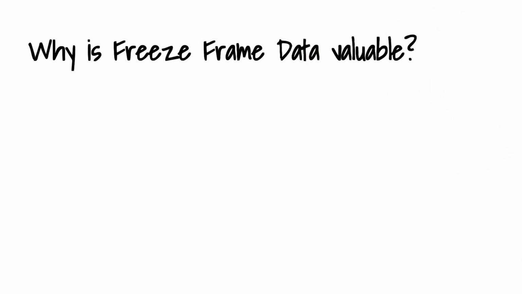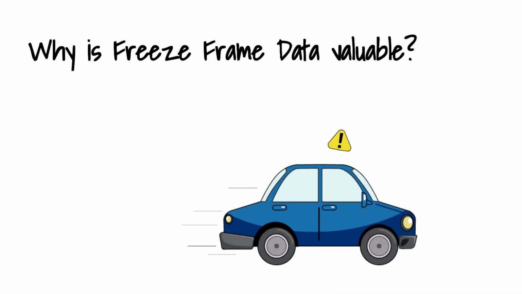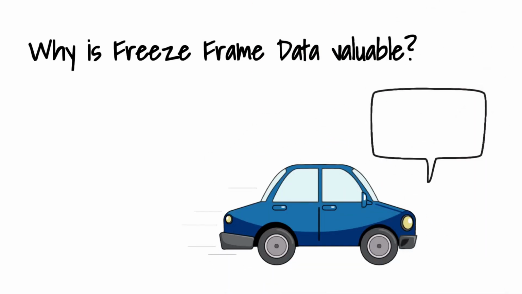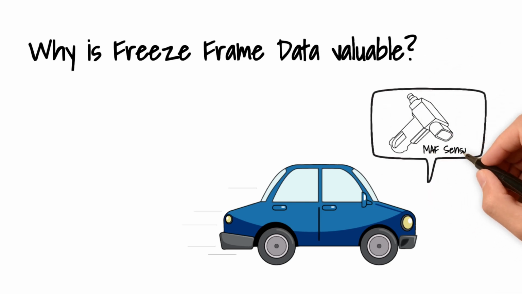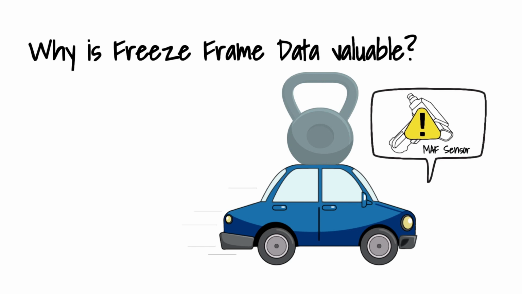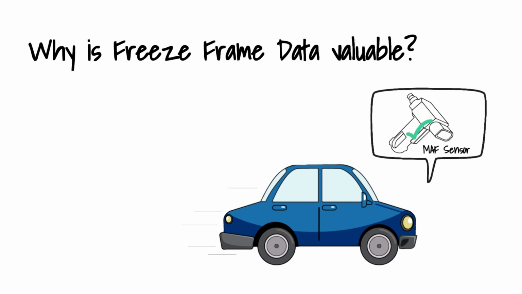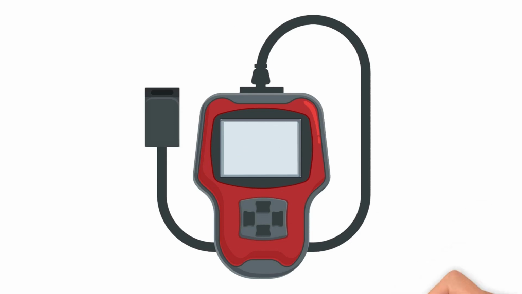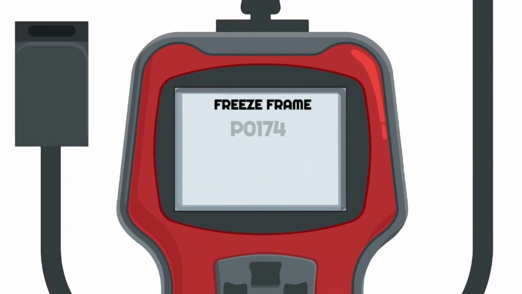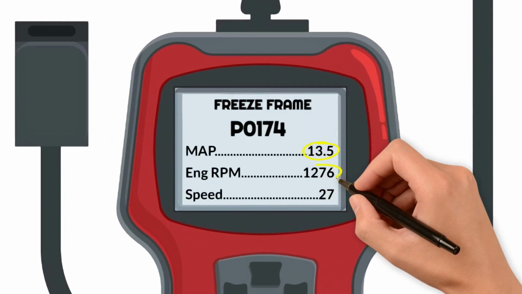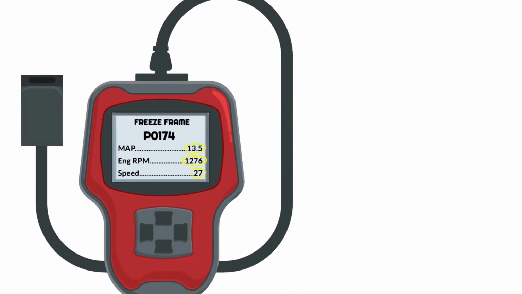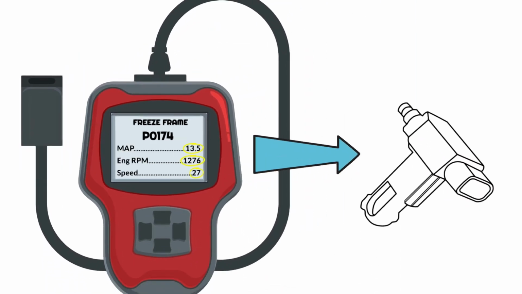Why is freeze frame data valuable? Some problems only occur under specific circumstances. For instance, the mass airflow sensor might malfunction under heavy load or high speed, which may not be found under normal driving. By reviewing the freeze frame data, you'll be able to recreate the operating conditions that set the fault code, making it more likely to find and identify the component or system causing the fault.